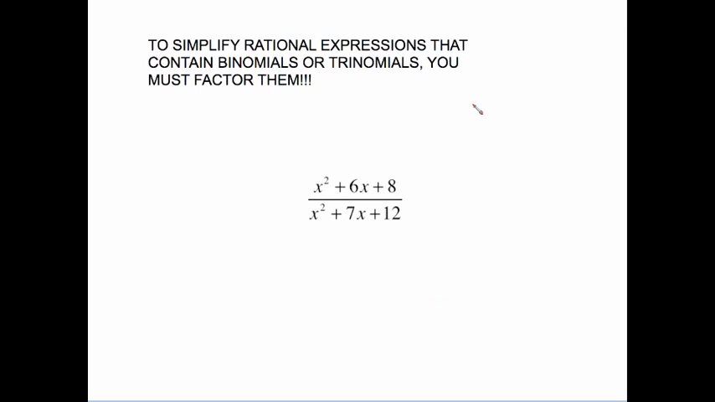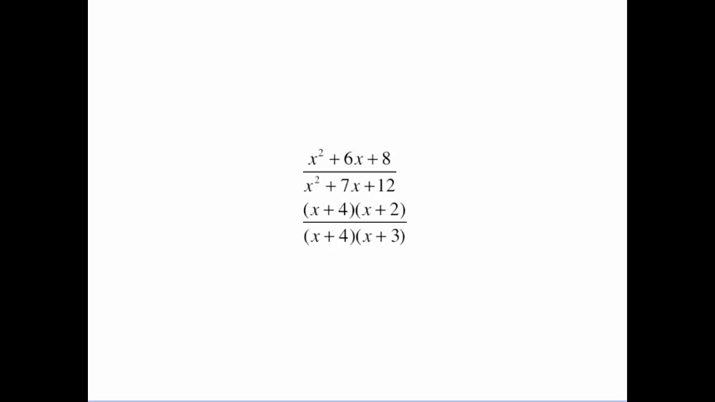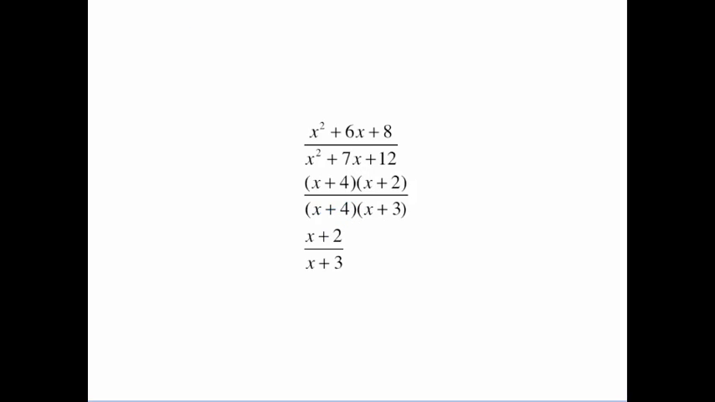To simplify rational expressions that contain binomials or trinomials, we must factor them. Now this video assumes you remember your factoring techniques. If you don't, go back and look at all the factoring videos that I've already posted. So x squared plus 6x plus 8 factors as x plus 4 over x plus 2. X squared plus 7x plus 12 factors this way. Notice you have identical binomials, x plus 4 and x plus 4, and what you're left with is x plus 2 over x plus 3.